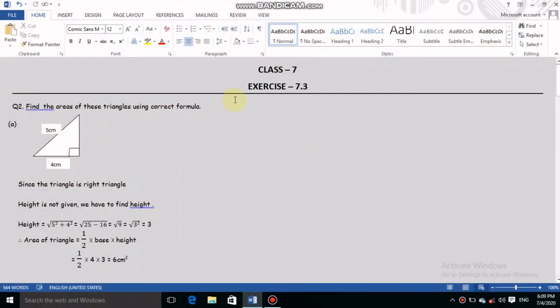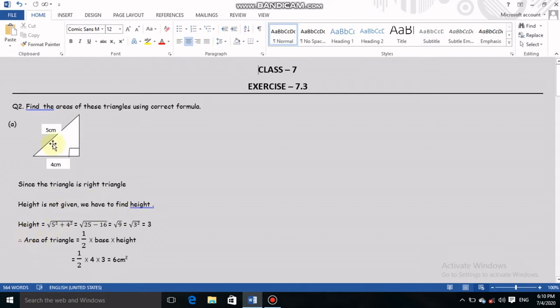My dear student, exercise 7.3, question number 2. Find the areas of these triangles using the correct formula. So A, the triangle is given. This side is 5 centimeter and this base is 4 centimeter. It is a right triangle. So since the triangle is a right triangle, here the height is not given. So we have to find the height.